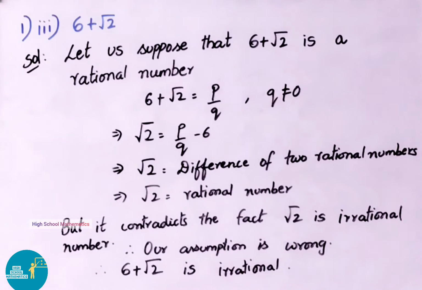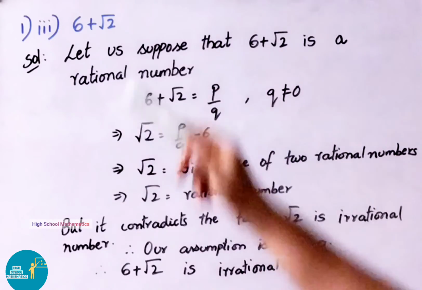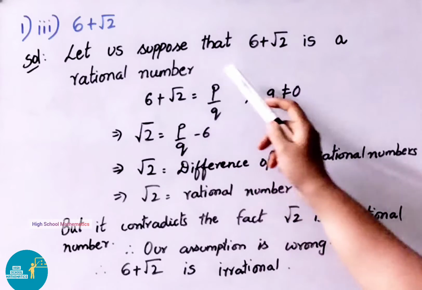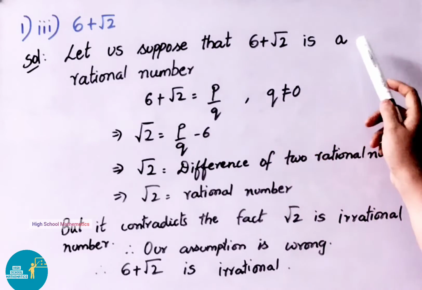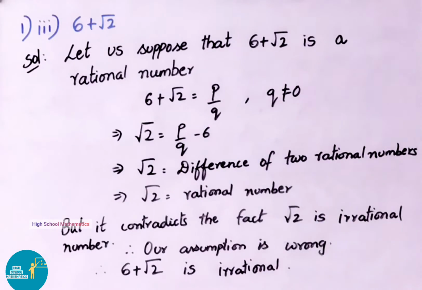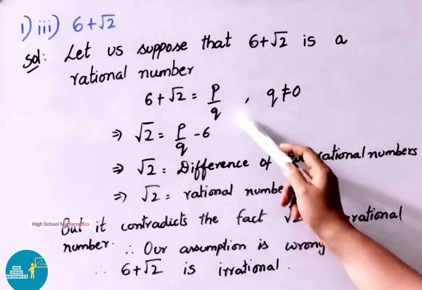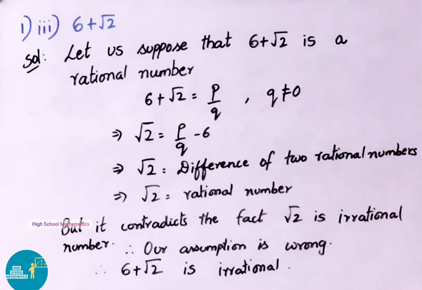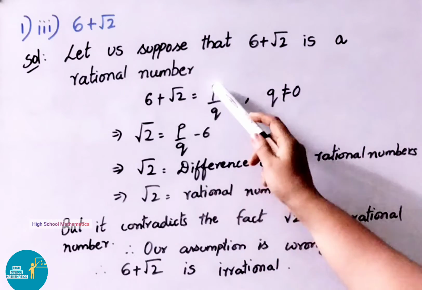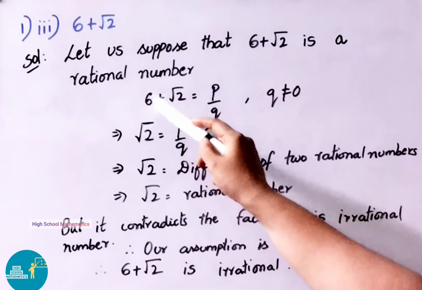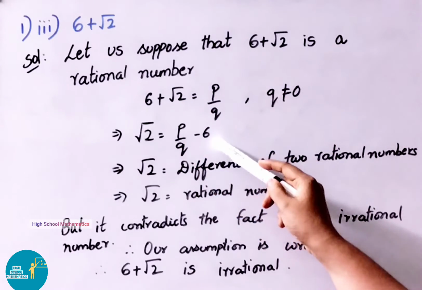See now first question, third sum, 6 plus square root of 2. Let us see the solution. Let us suppose that 6 plus square root of 2 is a rational number. Then we have taken 6 plus square root of 2 equals P by Q, where Q is not equal to 0. That implies square root of 2 equals P by Q minus 6. That is, here plus 6, on transposing it is minus 6.